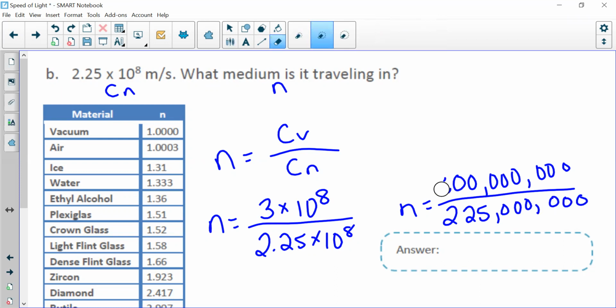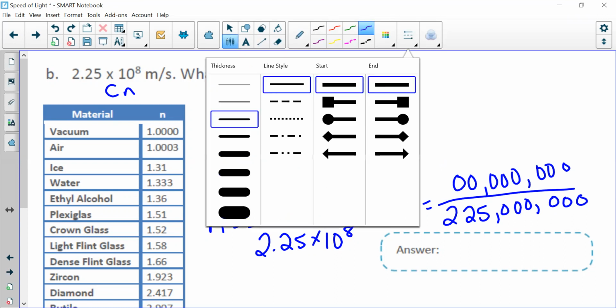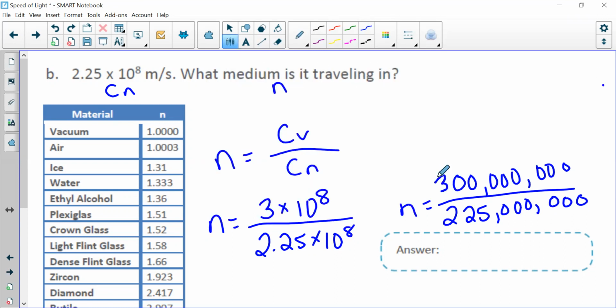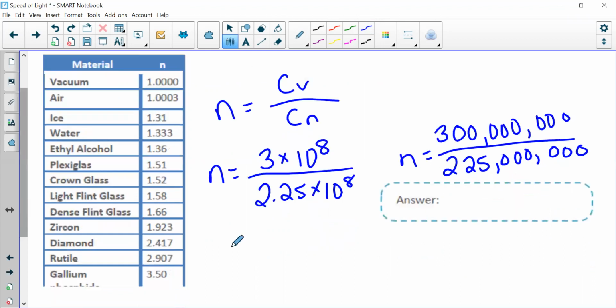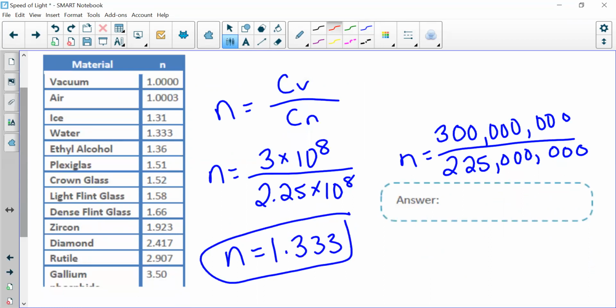What's our optical density? Water. It's water? Is that what somebody said? Yeah. Good. It's 1.3 repeating. Doesn't matter which way you did it, you get 1.3 repeating. So that lines up with water.